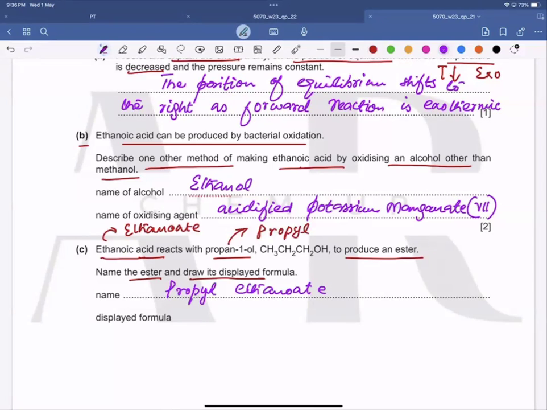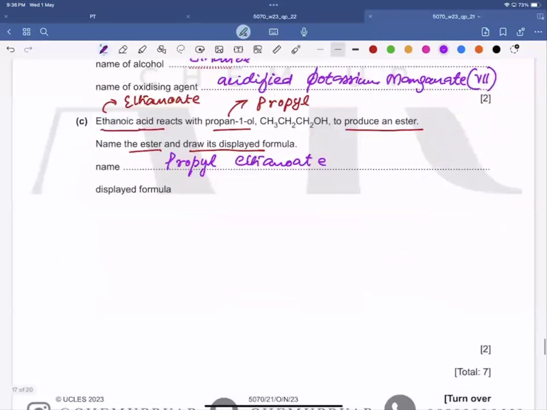If any one of you has any confusion, please ask. Okay, now the displayed formula. As we know, from the alcohol, hydrogen is released for esterification. For the displayed formula, there are three carbons in that alcohol, so I'll make three carbons. First carbon has three hydrogens. Second carbon has two hydrogens. Third carbon has two hydrogens and one oxygen.